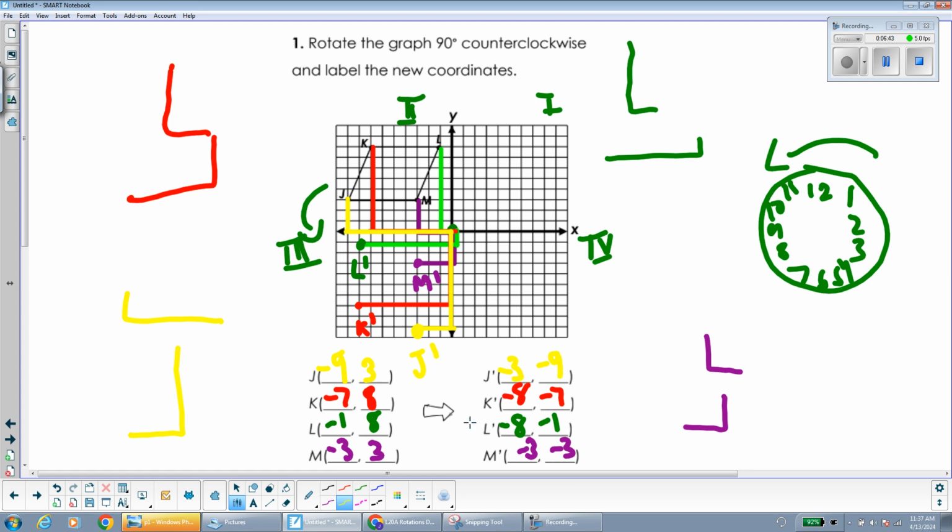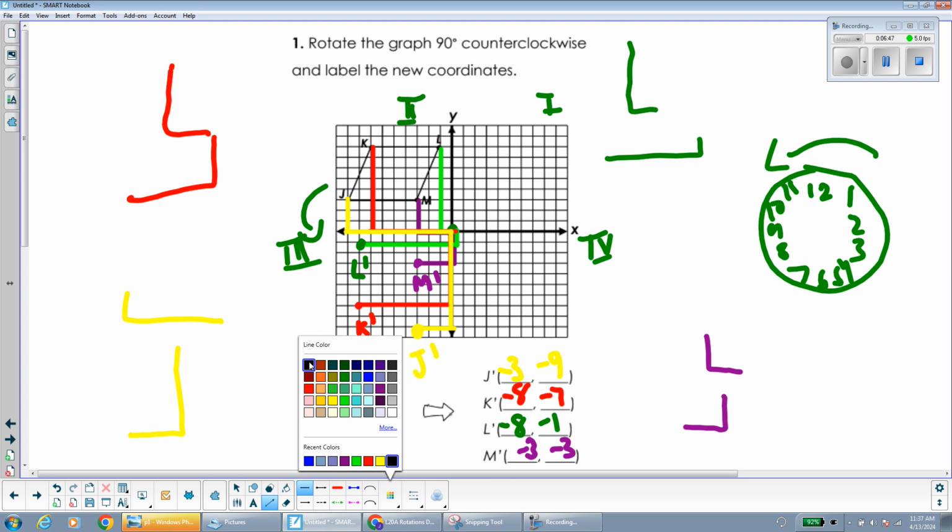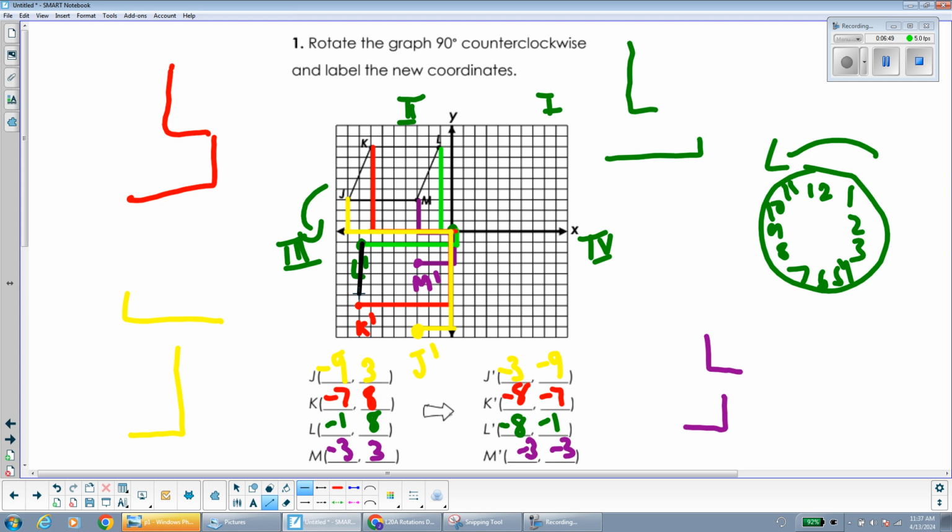Let me connect my image points together so that you can see my rotated figure. I'm going to use black to connect them. Okay, and here I have my rotated quadrilateral. Notice how it rotated 90 degrees counterclockwise. The whole figure turned 90 degrees in the counterclockwise direction.